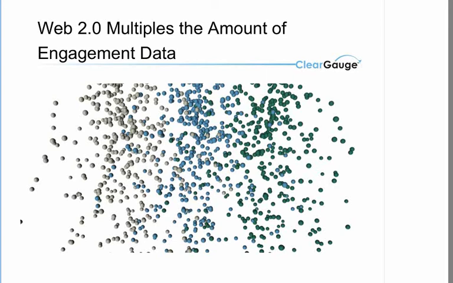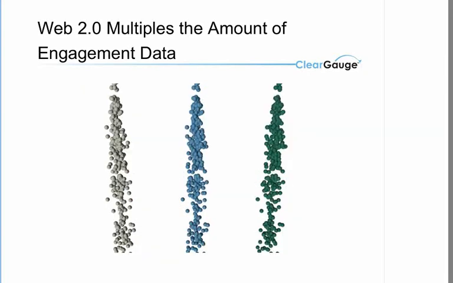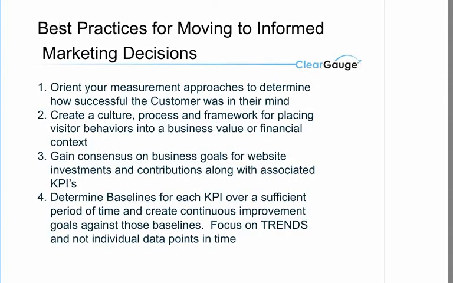If you haven't done the work that we've been talking about over the next couple of sessions, you are going to be awash in a sea of data points, and you won't have any understanding of what those data points mean to your business. By doing the work we've been talking about, you can take all that data and put it into an organization that your business will understand and be able to respond to and make good business decisions around. So let's wrap this up with the key best practices for moving to informed marketing decisions.